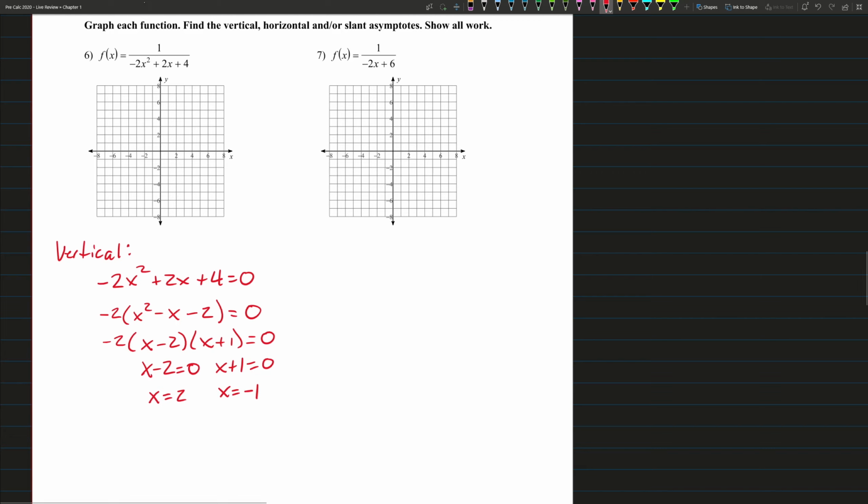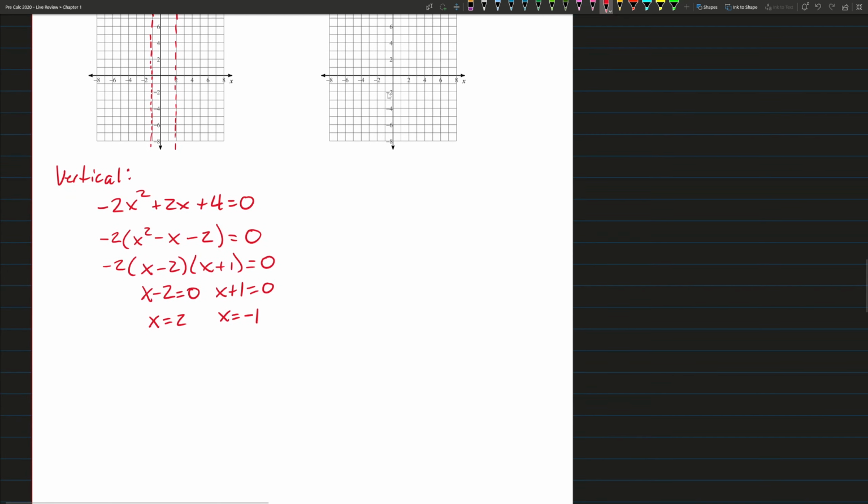Let's see if I can make this look good. x equals 2. Nope. Okay, well, that didn't work. Okay, so x equals 2, and x equals negative 1. Okay, then we need to check for horizontal.